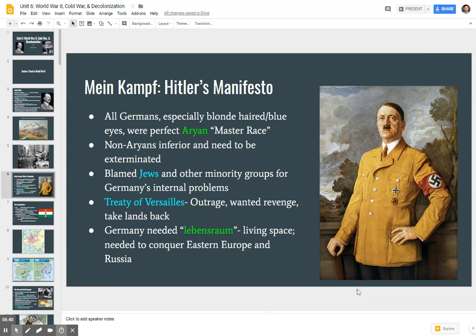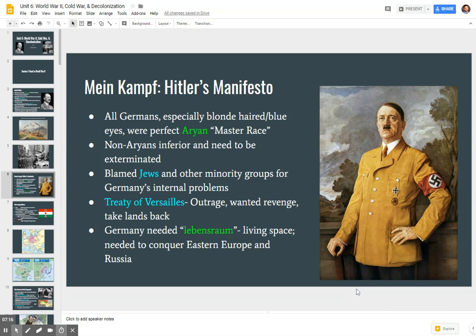So Hitler's ideology is laid out in his main book, which is known as Mein Kampf. This is his manifesto, basically what he believes in, and he believes that Germans, specifically blonde-haired, blue-eyed Germans, are a perfect master race. Right? It goes into what we talked about in the last unit with social Darwinism, that somehow some races are more evolved than others. Well, he believed that this blonde-haired, blue-eyed German race, or Aryan race, which is made up, is somehow the master race and the best of the best, so to speak. Okay, everybody else is inferior and needs to be eliminated.